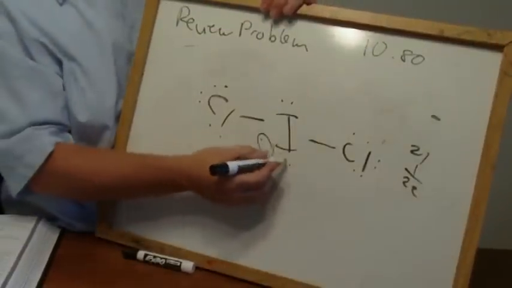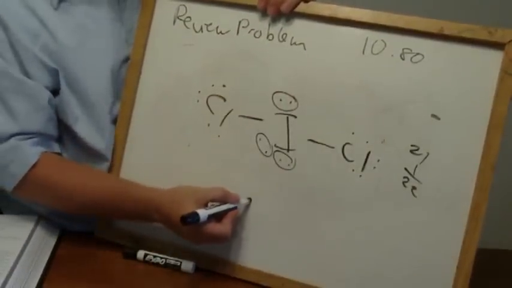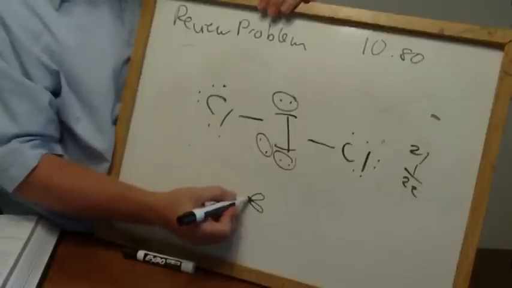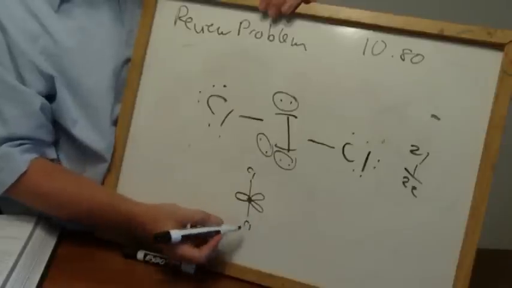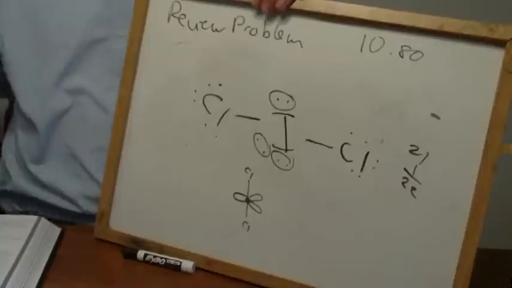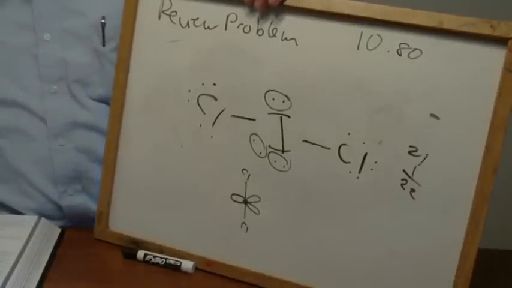So now we have three regions of electron density. Those are all going to be equatorial. So here's the iodine. Here's our three regions of electron density equatorial. And then we're going to have our chlorine up and our chlorine down. So this is going to be a linear molecule. 1080E. All right. Now we're on to 1082.